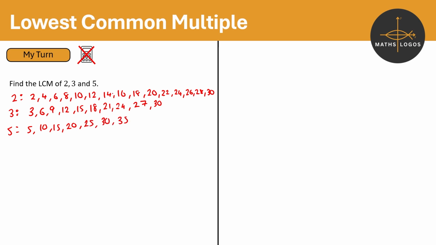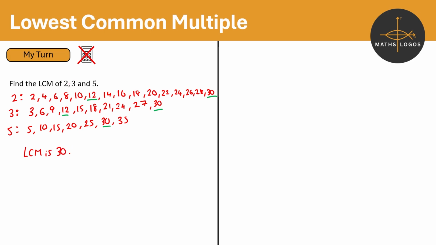What I then want to do is look at both lists and see if I can find the lowest common multiple. So I want to be a little bit careful because 12 is common to both 2 and 3, but it isn't common to the 5 times tables. I need to keep looking, and I can see that 30 is common to all 3 lists. So we can say that the lowest common multiple is 30.